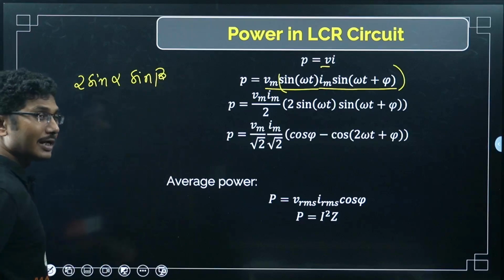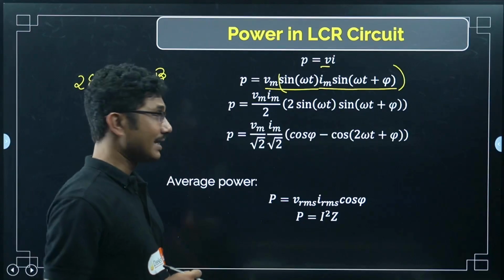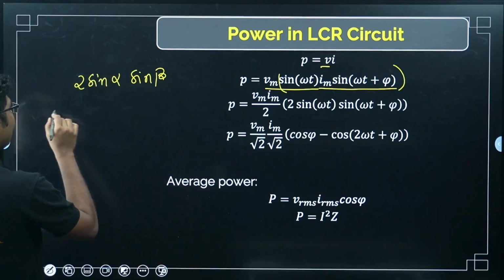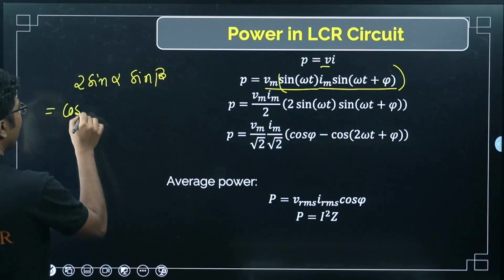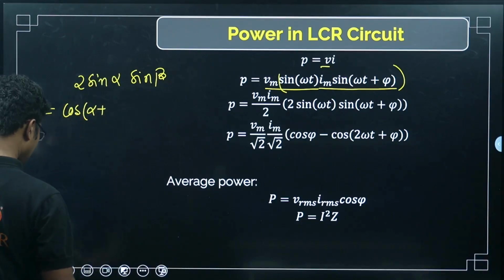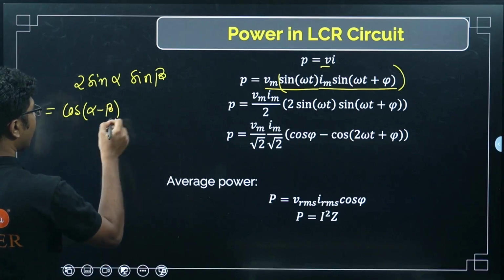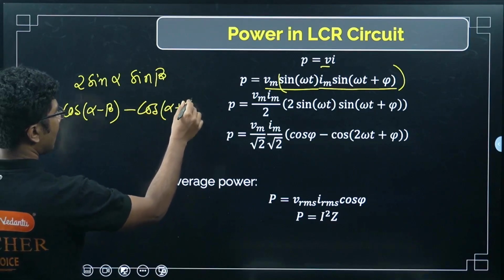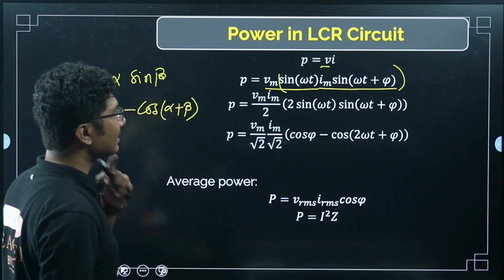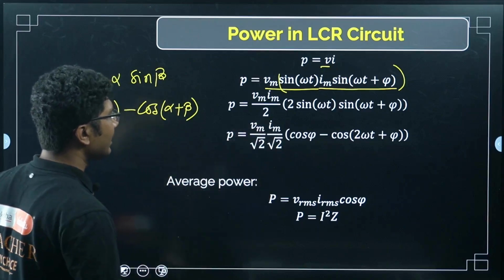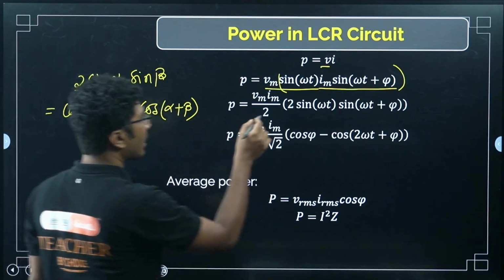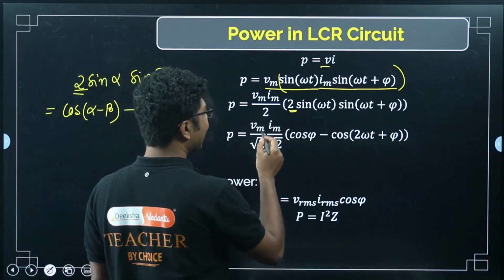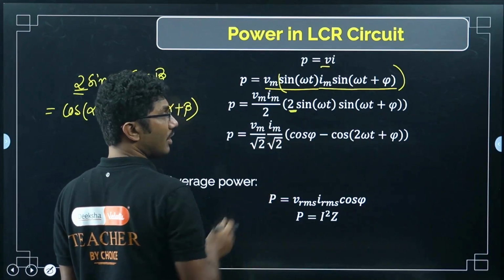Now what is the formula for that? If you remember the formula for 2 sin alpha sin beta, it is cos(alpha minus beta) minus cos(alpha plus beta), right? This is the formula that we have used in this case to calculate this. Also, since we have borrowed a 2 here, we have divided that 2 outside. Now if we rearrange, this 2 will become root 2. I have just rearranged it.